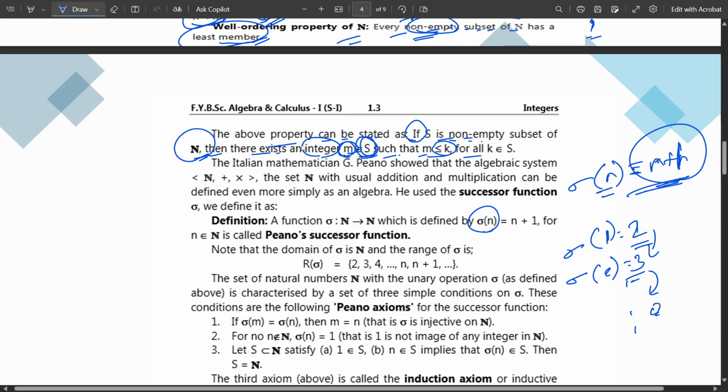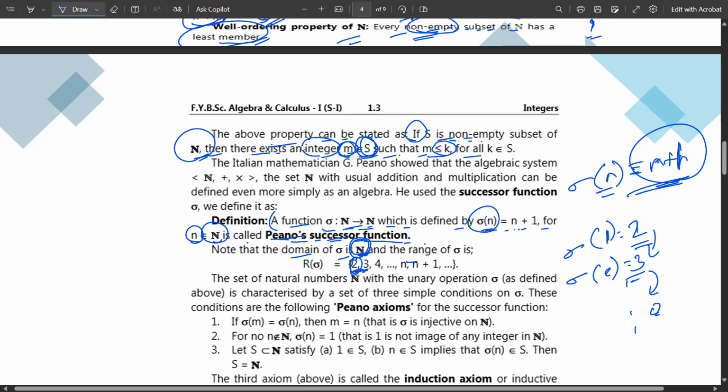Now this will go on increasing. Such a successor function is called Peano's successor function. The definition goes like this: a function psi from N to N, which is defined by psi of n equals n plus 1 for n belonging to the natural number set, is called Peano's successor function. Now, you have to note that the domain is the natural numbers, and the range starts from the next number.